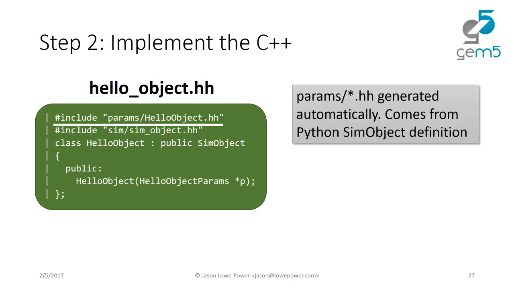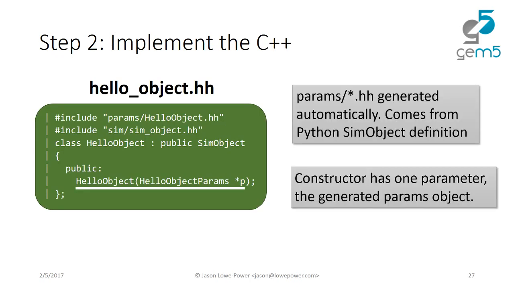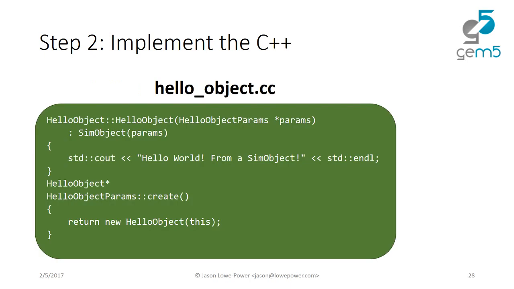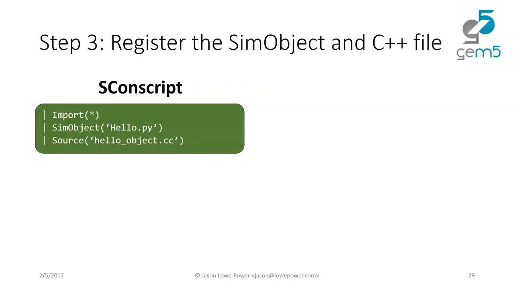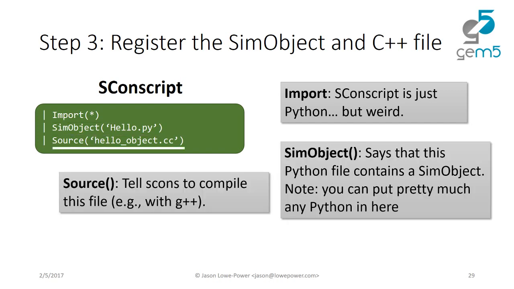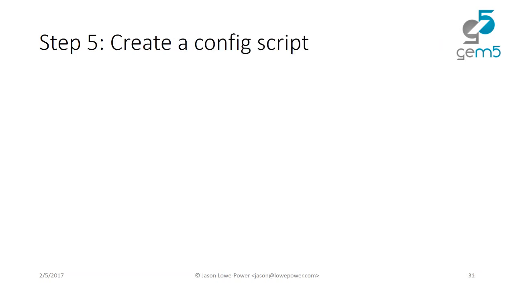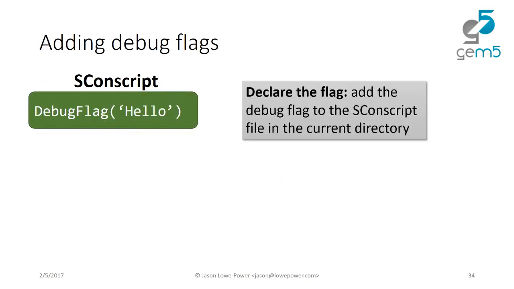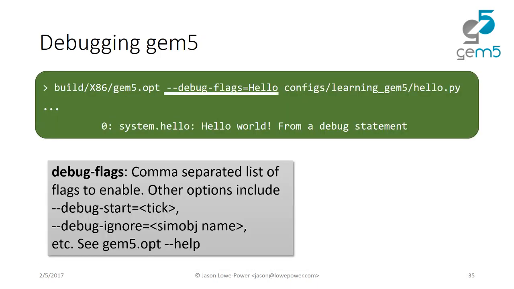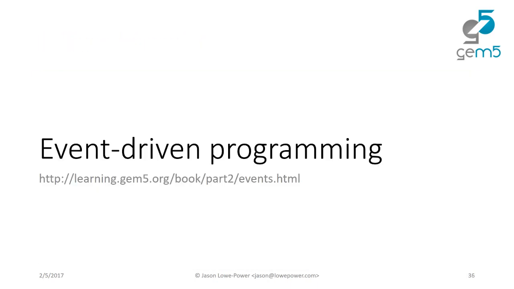And we implemented a C++ object, the constructor with a single parameter. We did this, you must define that. Then we created the SConscript file with all this information. Then we created our config script. Then we did debugging.